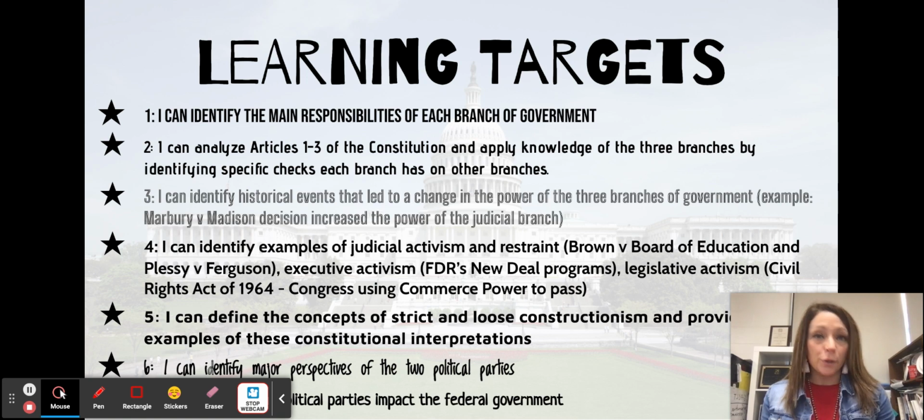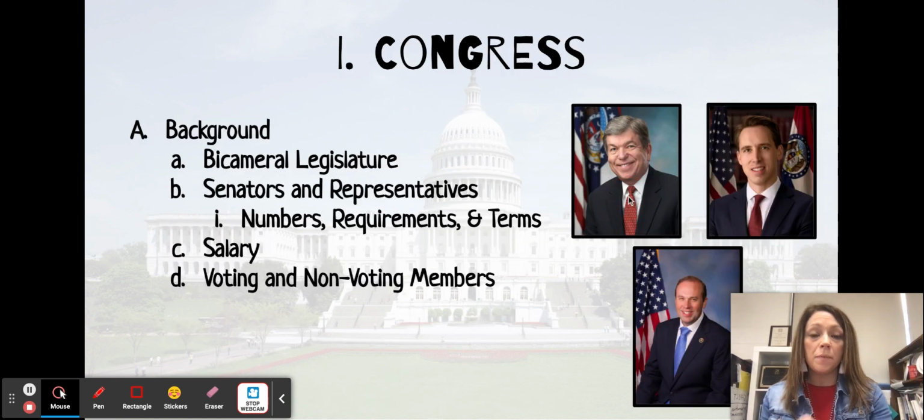These are your unit learning targets. They're going to be posted in the front of the classroom and also on your daily agenda slide, so I'm not going to go over these with you. So on your first slide of notes, here's what we're going to be looking at: the background of Congress. We're going to get into the nitty-gritty here in a couple of days, but before we do so, we need to iron out some background details.